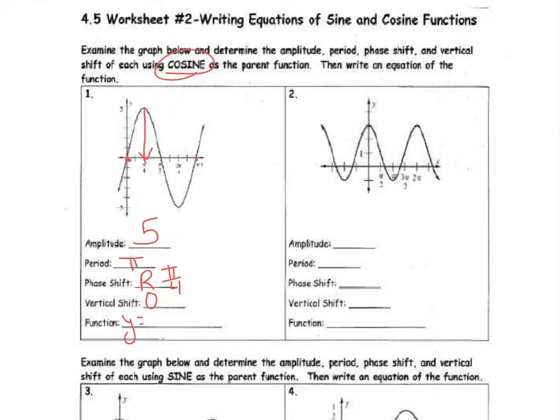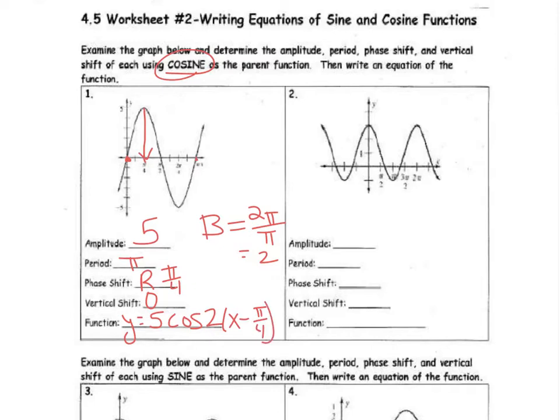You need a y equals for an equation. If you don't write a y equals, you will lose points. 5 cosine. Then we need our b value, which is 2 pi over the period. So that's 2. x minus pi over 4 for to the right pi over 4.